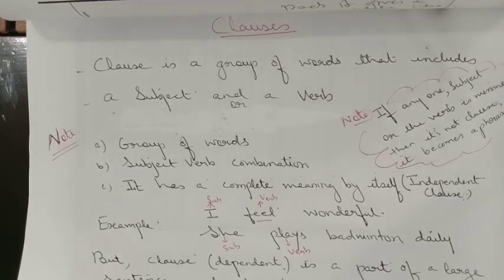But a clause can be a part of a larger sentence. Make sure a clause is a part of a larger sentence and depends on the other part of the sentence. That is a dependent clause. A dependent clause actually depends on the independent clause to make complete sense. So, all in all, a clause is a group of words that includes a subject and a verb. A clause can be further divided into three types. I'll let you know further.